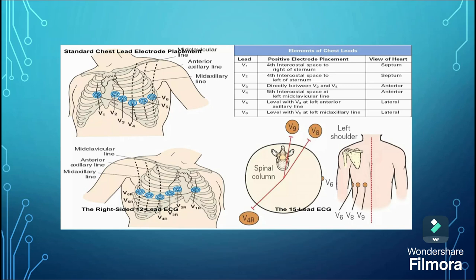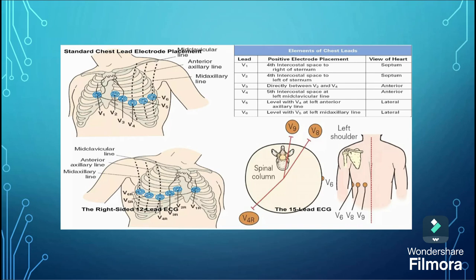V4 is in the fifth intercostal space at the mid-clavicular line. V5 is level with V4 but at the left anterior axillary line. V6 is level with V5 but at the left mid axillary line. According to this position, the view of the heart is: V1, V2, septum of the heart; V3, V4, anterior portion; V5, V6, lateral portion.